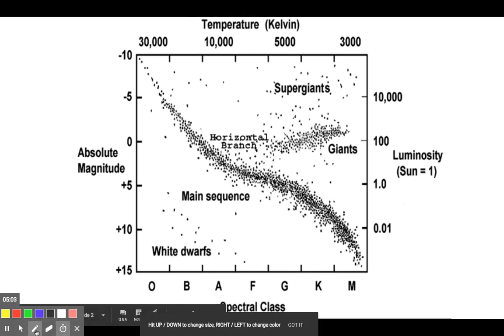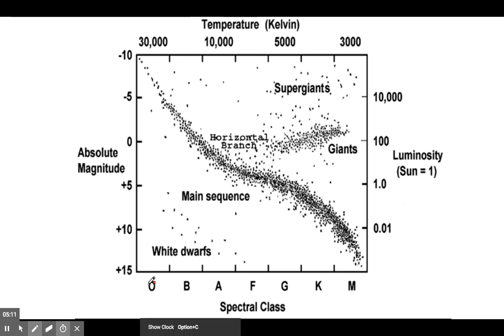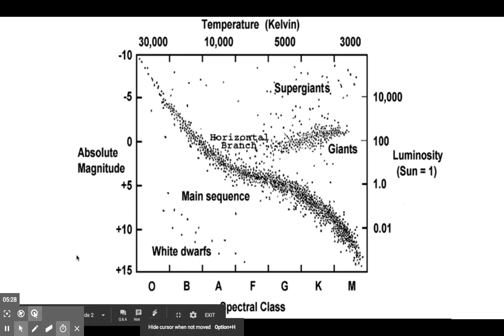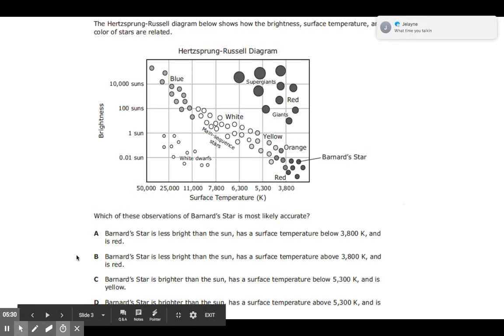So here's another HR diagram that we have. We already looked at this. The next thing that I want to make sure that we know is our spectral class, which are these letters right here. All you have to do is find the star that it's asking about and see where it falls on the test questions. That's very simple. We did that on Friday, and I'll also do it again on Monday.